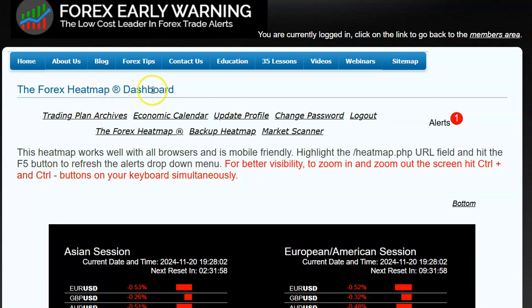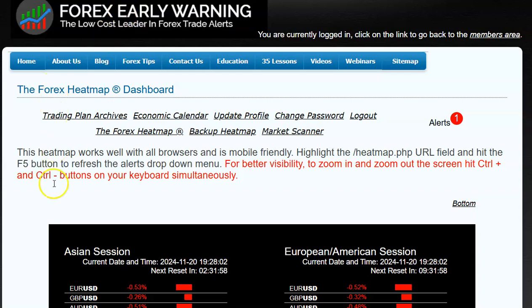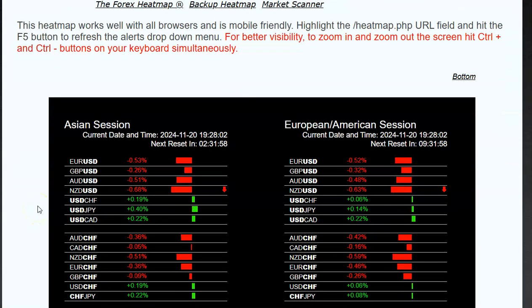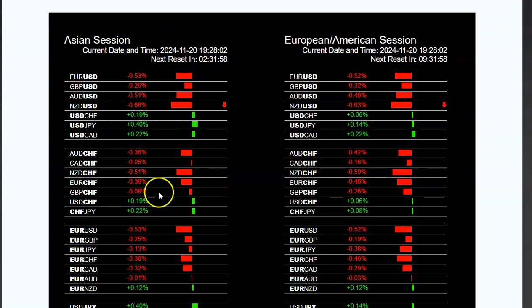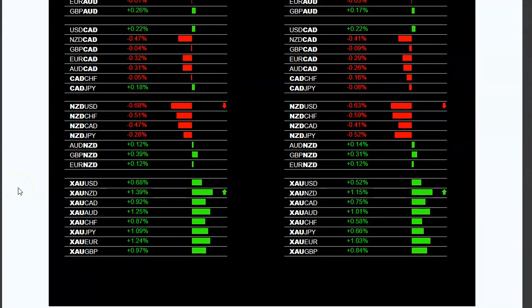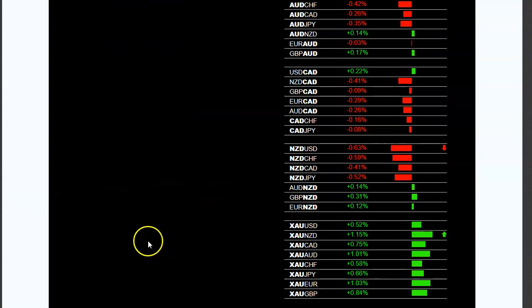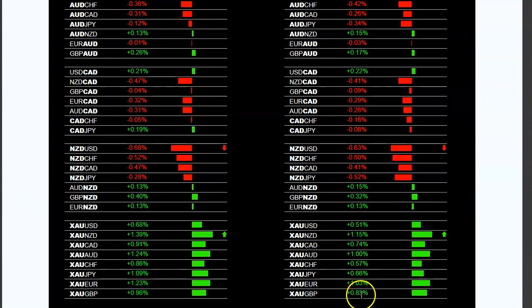So here's our dashboard on our website. You go to the Forex Early Warning website, and you see our dashboard. You log into the website, and here's the Forex heat map. You can see that all the currencies are stacked on top of each other. So in about 45 seconds, maybe 60 seconds, you can see all the currencies plus gold. And you can see gold is having a tremendous day today.